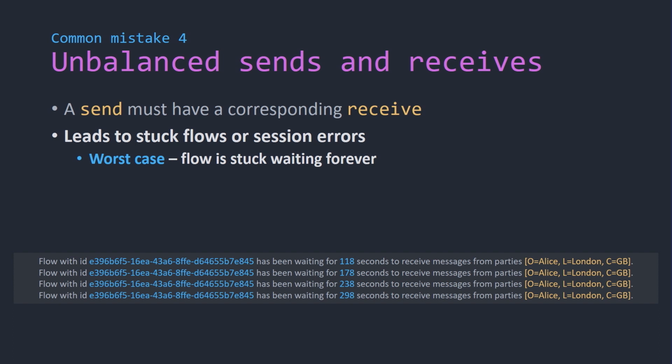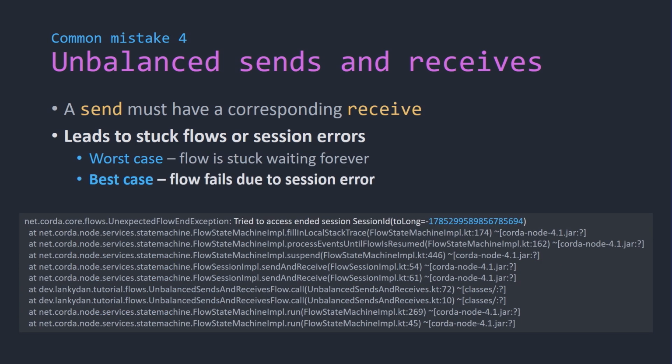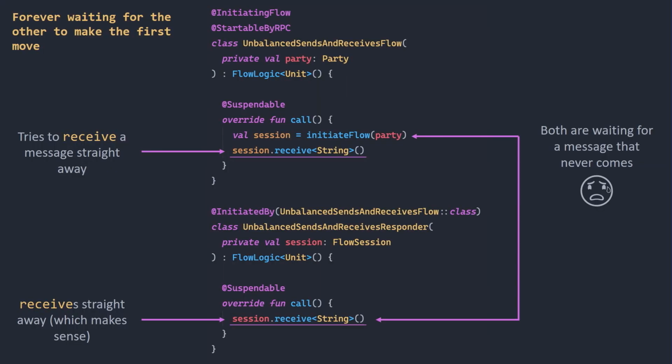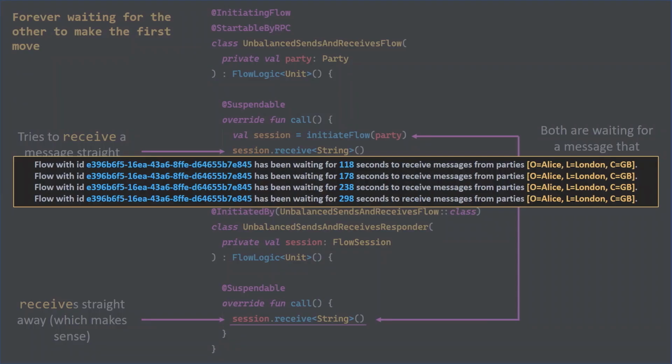Now, I expect a number of you have probably seen these log lines before of a flow has been waiting so long to receive messages from parties. Again, like with the very first stack trace, I have seen this a lot. Best case, the flow fails instantly with an ended session error. I call this the best case because it fails straight away and gives you feedback, but it's still not that good. So here's a code example of a flow that is waiting forever.